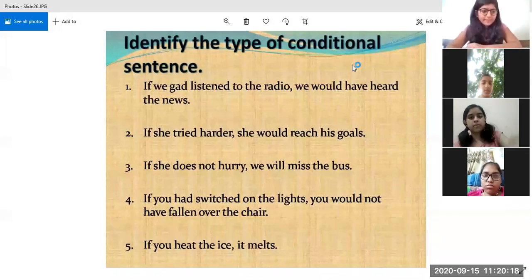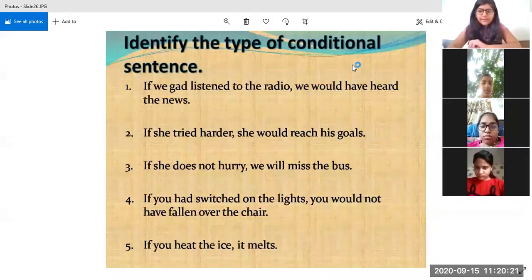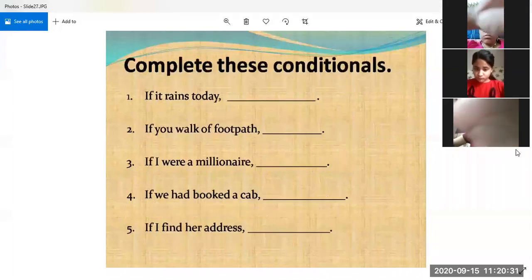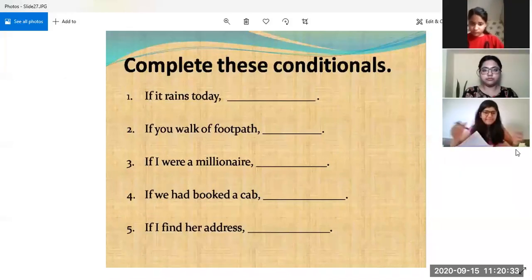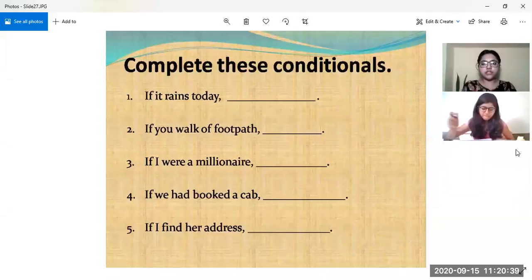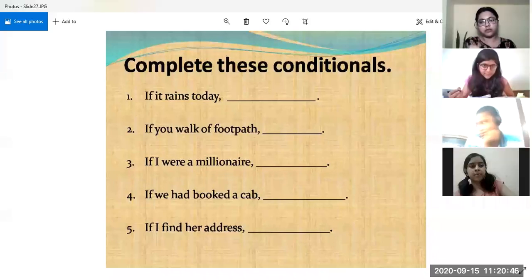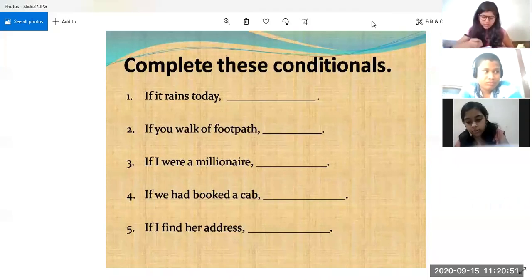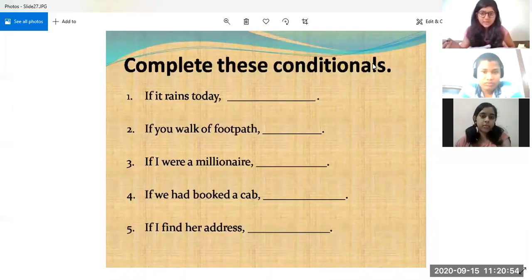Very good, everyone. Those who have participated, those who have answered, and those who have raised your hands, absolutely brilliant. Now let us move on to the second exercise. Here you have to apply a little bit of your brain and complete these sentences with the correct conditional. If it rains today, just focus on the tense of the if clause and accordingly fill in the main clause. Take your time. I'm giving you 1 minute.